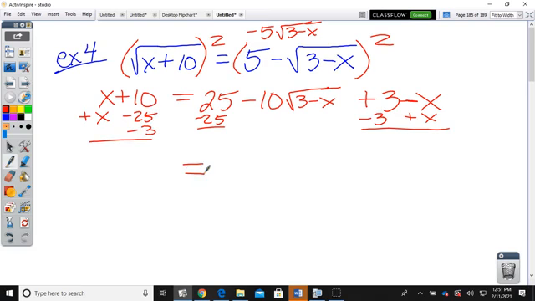I'm so confused. Where'd I lose you? The doing all the subtracting. I'm just moving everything that's not in the square root term over to the other side. So I'm just doing the opposite of them. This is positive 25, so I'm subtracting 25 from both sides. It's positive 3, so I'm subtracting 3 from both sides. Negative x, I'm adding x to both sides.